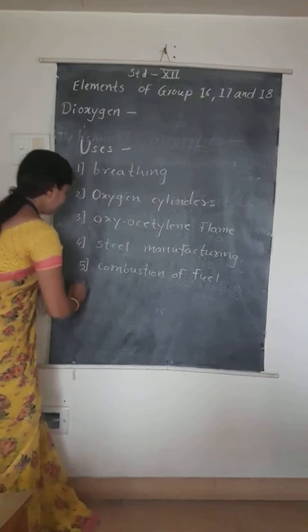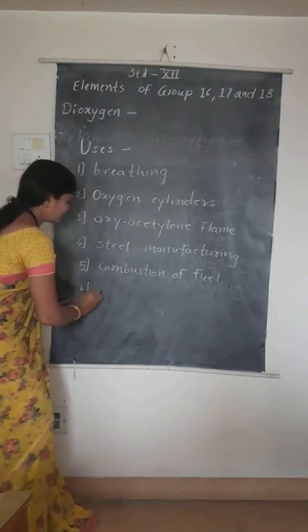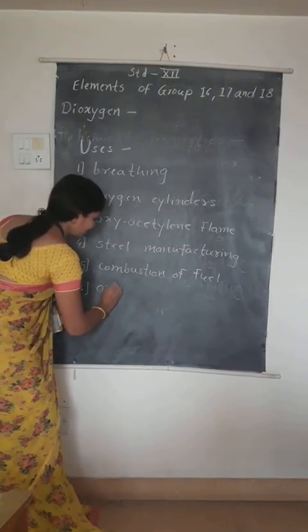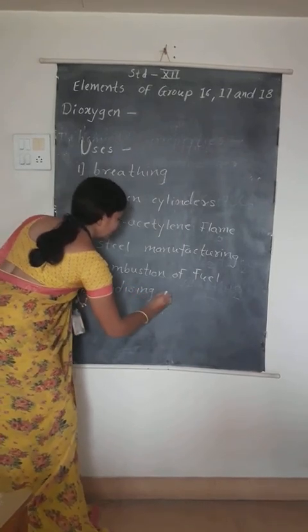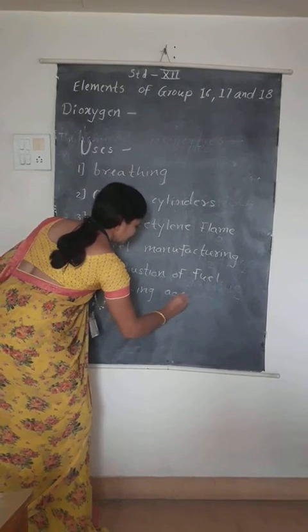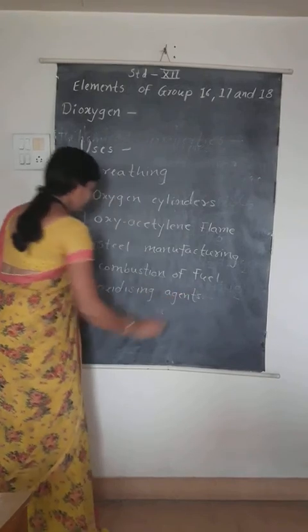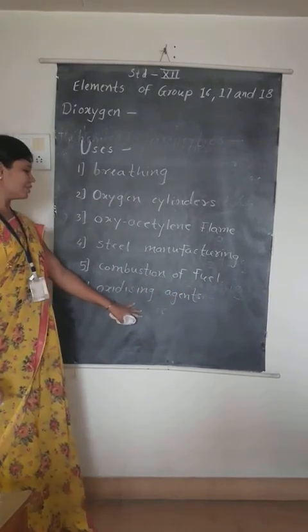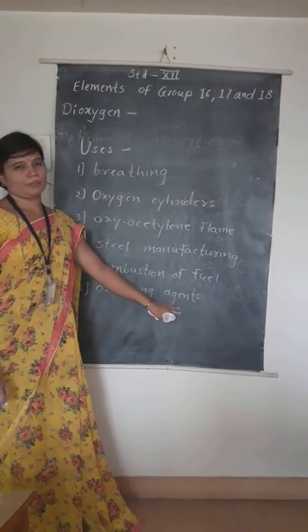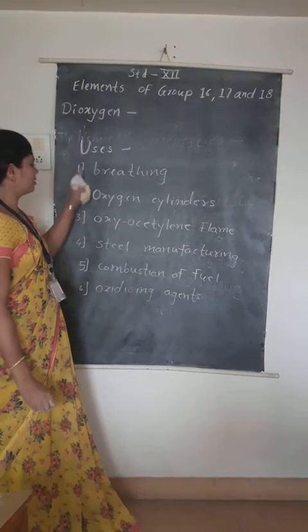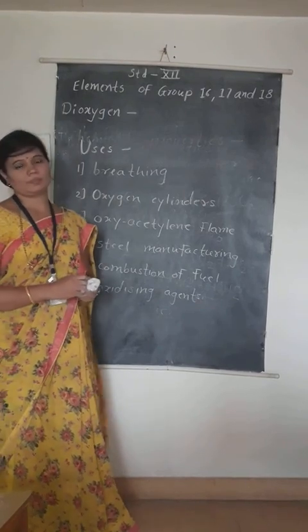And last one, this dioxygen, it is used as an oxidizing agent in various chemical reactions. It is used as an oxidant or oxidizing agent in various chemical reactions. Okay, so these are some uses of oxygen.